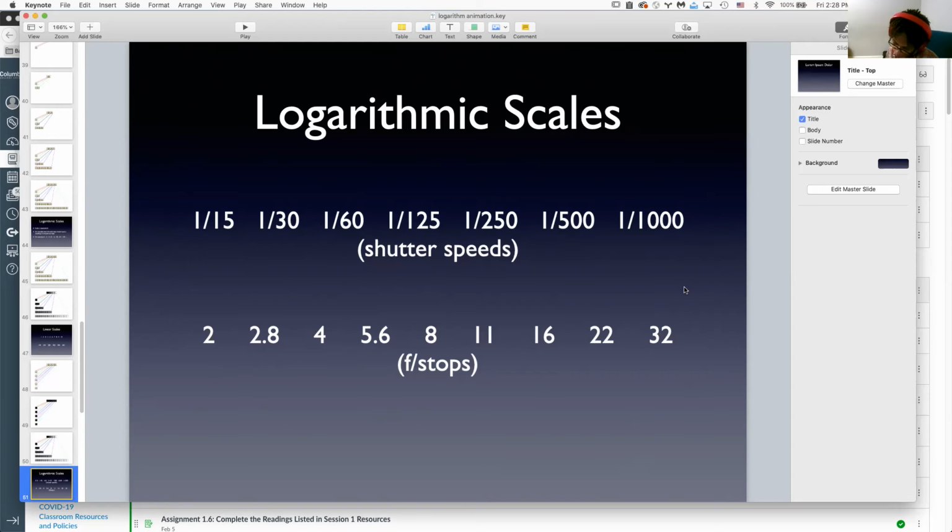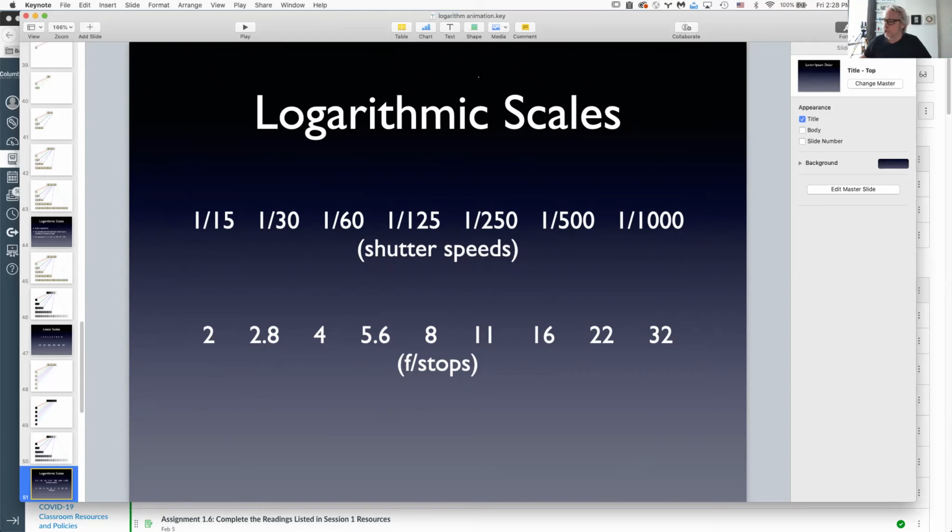What's after 45? 64. Yes, what's after that? 90. What's after that? 128. What's after that? 180. What's after that? 256. Yep, exactly. It just keeps on going like that.